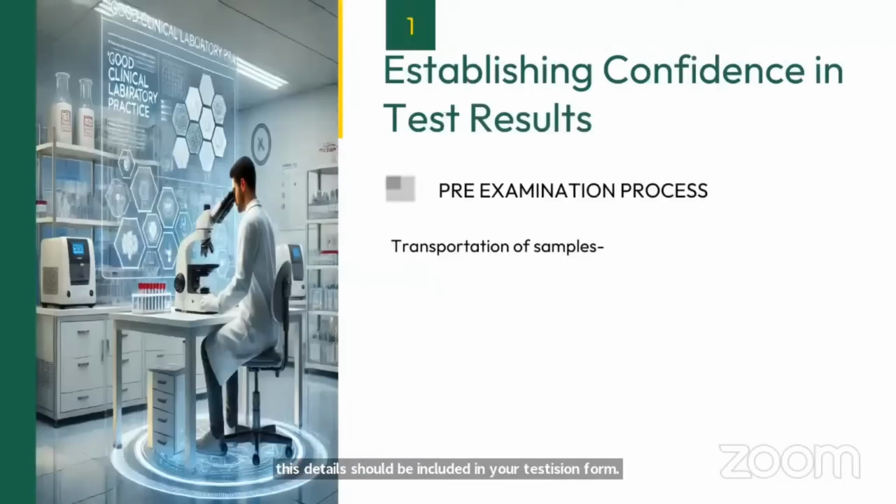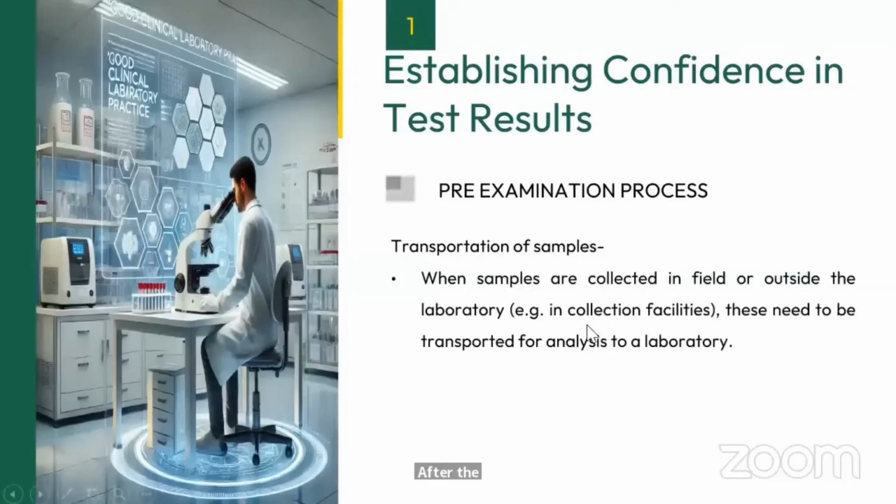Then after the collection, transportation of the specimens or transportation of the samples. When samples are collected in the field or outside the laboratory, they need to be transported to a laboratory for analysis. So many times we have seen the samples are collected in some remote location, or in certain cases in collection centers, collection areas, or in communities. Once these samples are collected in peripheral locations, away from the central laboratory, they must be appropriately transported to the laboratory for further analysis.